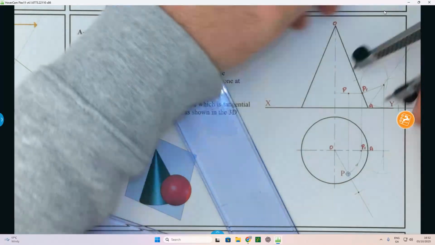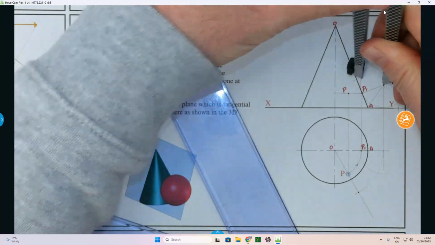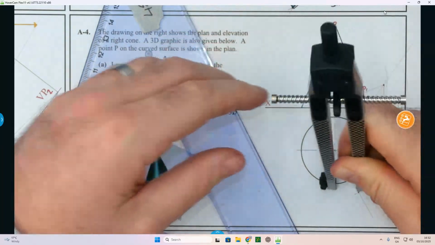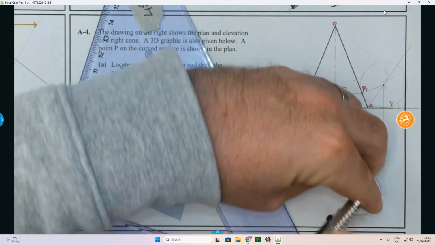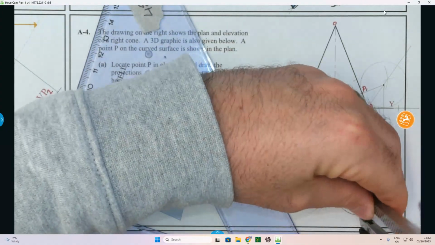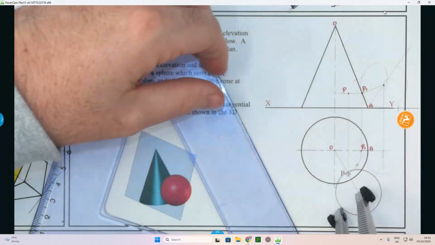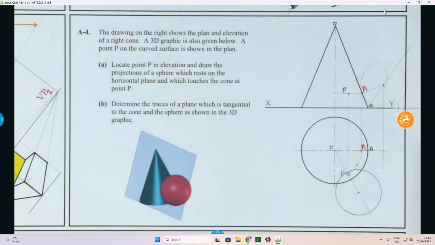Now that I've found it, I can actually draw it in finally. Taking my time here now. This is the one that I would heavy in with a little bit more detail. I'll pop that in there. So that is the correct position of the sphere. Now I have the correct position of the sphere in the plan.